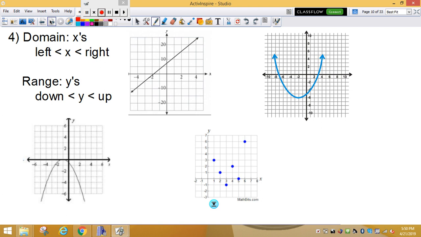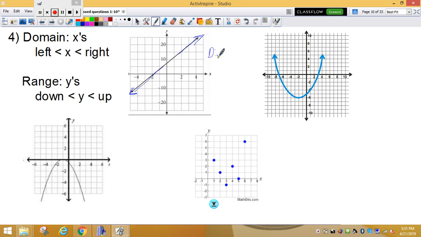Number 4, pause it. If you missed number 4, I want you to write down the notes. Alright, so domain are your x's, and they go left to right. Range are your y's, and they go down to up. So, let's do some examples. Domain goes left to right. So left, this arrow means it's going to keep going. Right, this arrow means it's going to keep going.